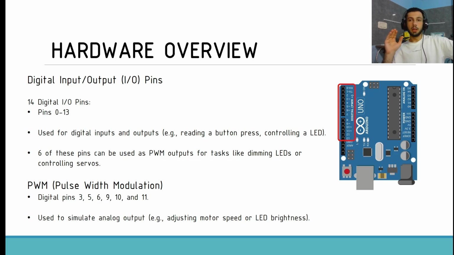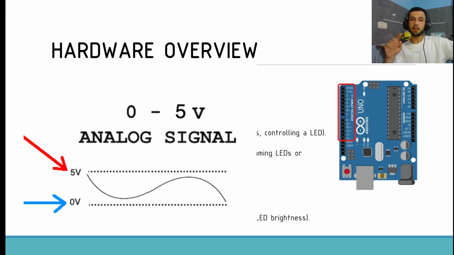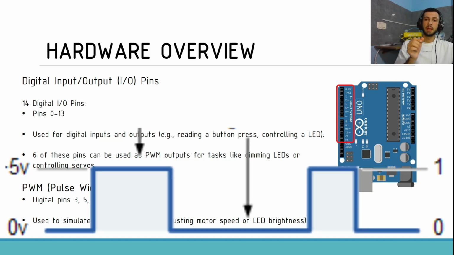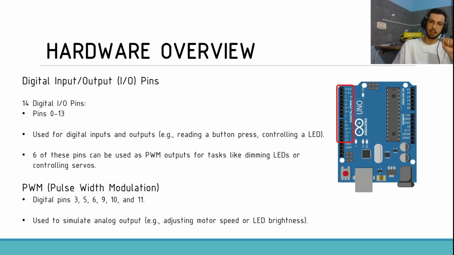Now we will go to the definition of analog output. What is an analog output? An analog signal can vary smoothly between 0 volts and 5 volts. So here comes the role of PWM. Pulse width modulation simulates this smooth range by rapidly switching the digital pin on and off in a cycle. By varying the duty cycle, an intermediate voltage is created.